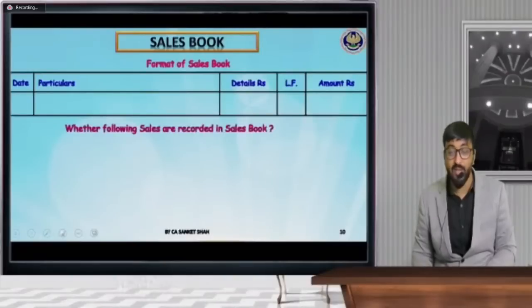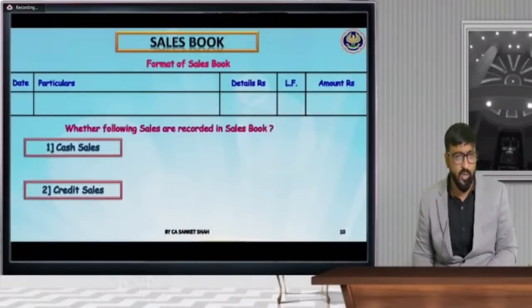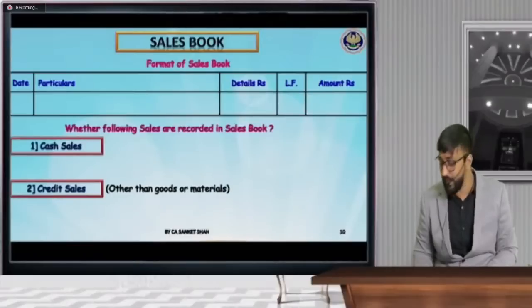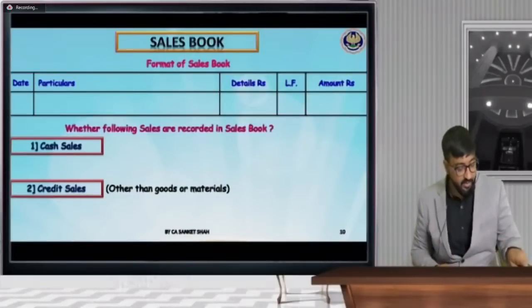Sales book format is also similar, beta. Whether the following sales transactions are recorded: cash sales. Yes, what do you think? Tell me the answer. Whether cash sales will be recorded?